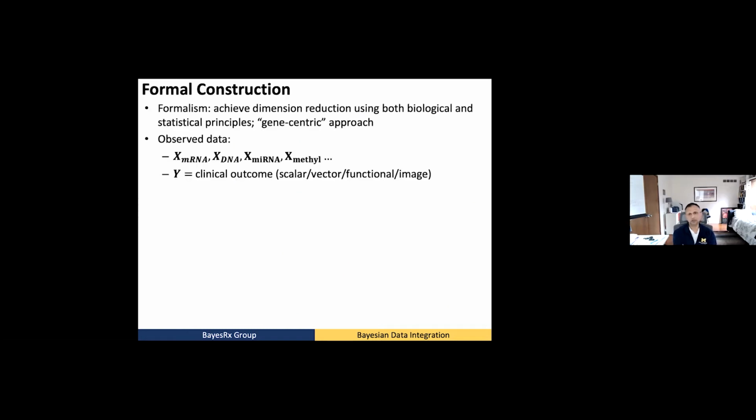So in terms of the formal mathematical construction, I won't go too deep into it, but the key idea here is, if you think about each of these data matrices being high dimensional data matrices, you have gene by patient for mRNA, you have gene by DNA level, you have the microRNAs, the methylation. And if you have clinical outcomes, which could be anything conceptually, it could be a scalar, simple like survival times, or it could be multivariate, or even image, and that's something that we worked on, actually, some of it in partnership with Arvind Rao, in extending these models to imaging phenotypes.